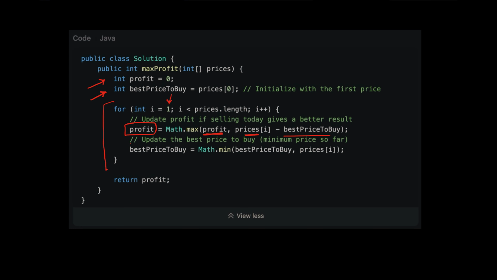After that, we need to check if there is a better price available to buy the stock. So using the Math.min operation, I'm comparing the best price to buy with the current price of the stock at the ith position. And between the two, whichever is smaller will be saved back into this variable. After the for loop is complete, we'll return profit as our output.